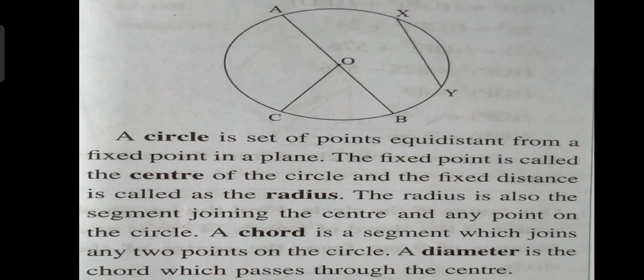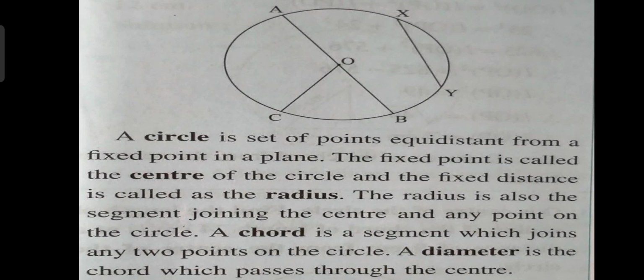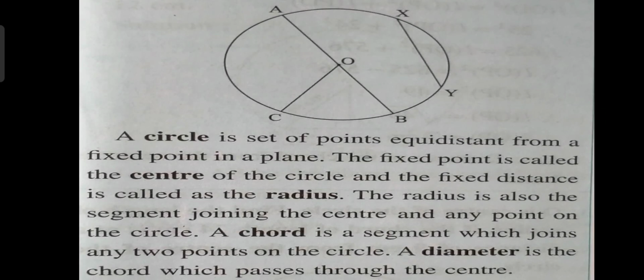A chord is a segment which joins any two points on the circle. A diameter is the chord which passes through the center. So what is a chord? A chord is a segment that joins any two points on the circle. In the figure given, we can say that XY is a chord because it is joining the two sides of the circle.